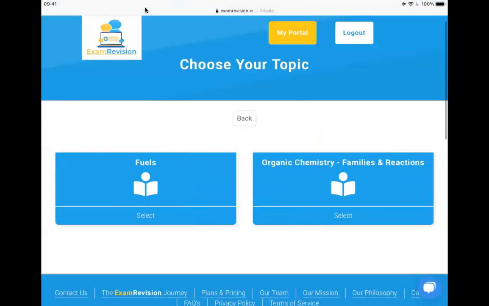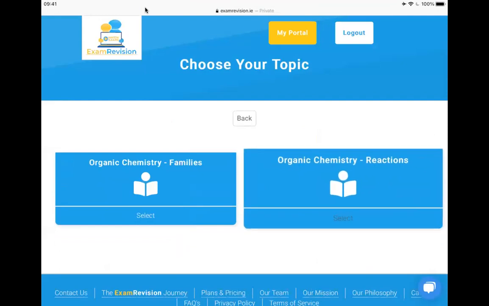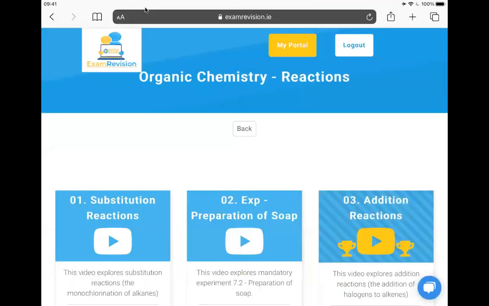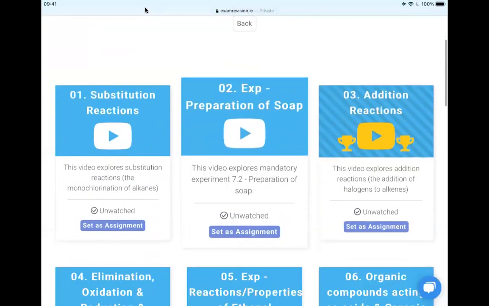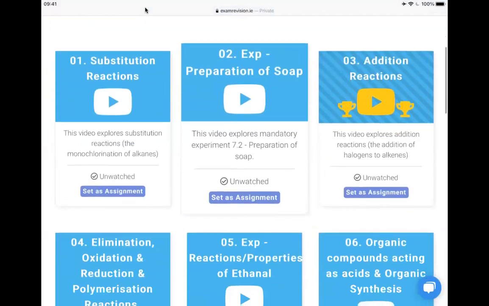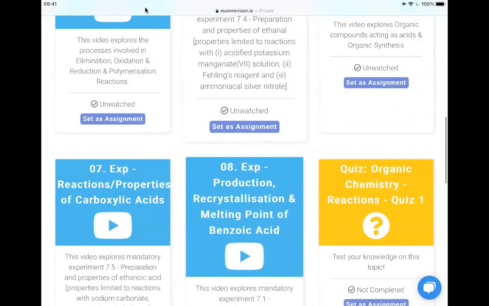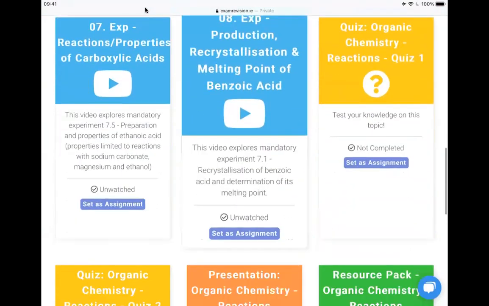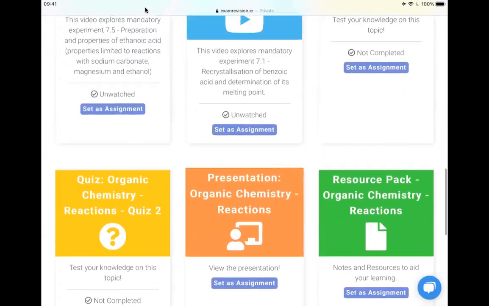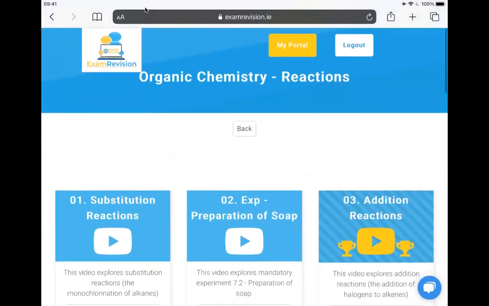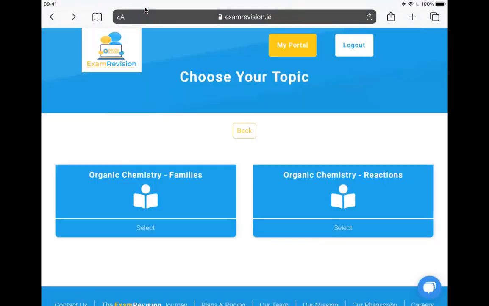If we go into organic chemistry, it's split into fuels, families, and reactions. If you go into the reactions, I have all of the reactions done out for you, including experiments on the preparation of soap, the properties of ethanol, the properties of ethanoic acid, and the recrystallization of benzoic acid. There are 2 quizzes, and you have your PowerPoint presentation and your resource pack. So that's just a quick look around the ExamRevision website for you.